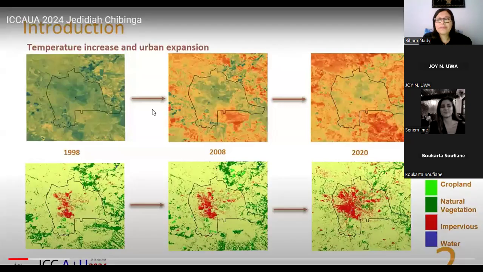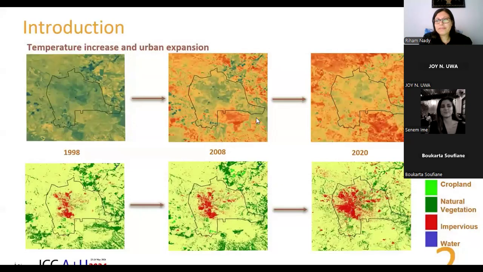Climate change is one of the most pressing challenges of our time, with urban areas particularly vulnerable to its effects, especially those still experiencing rapid expansion. With global temperatures increasing, extreme heat events are becoming more frequent and intense worldwide, and this poses a significant risk to human health, infrastructure, as well as ecosystems.